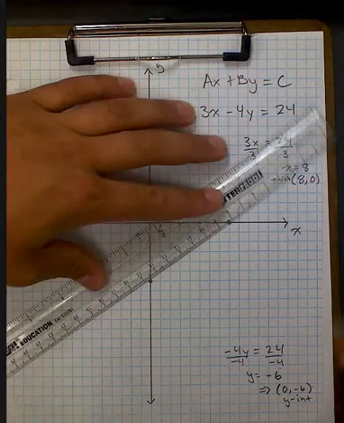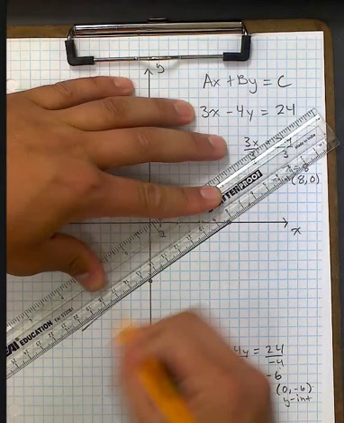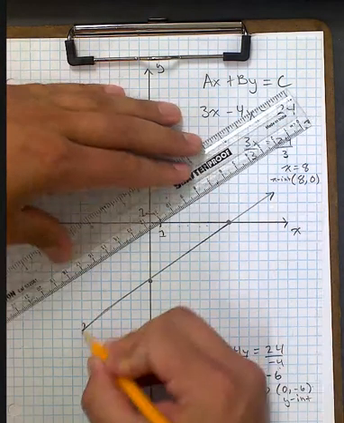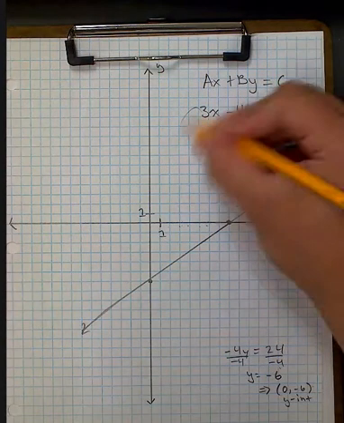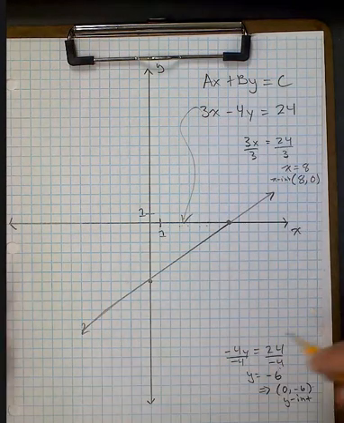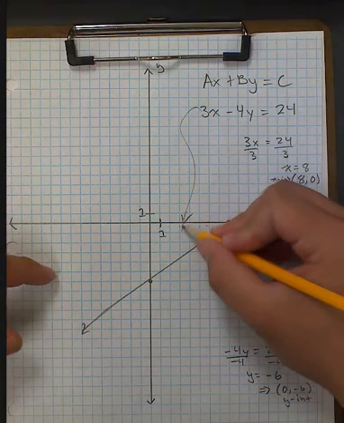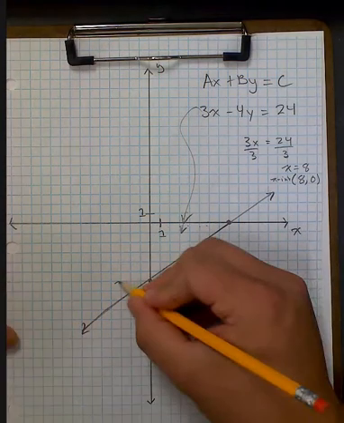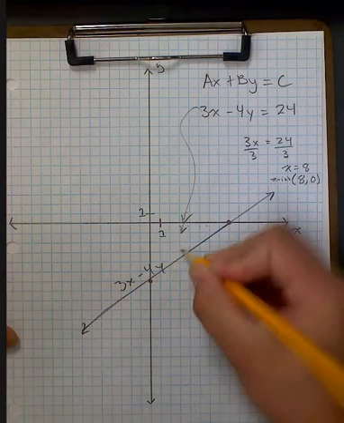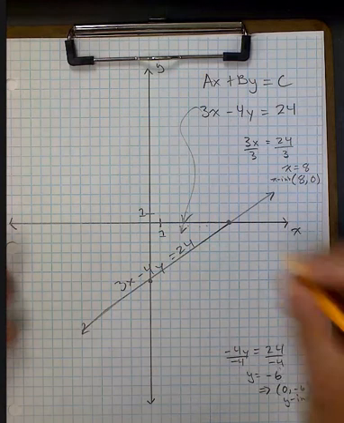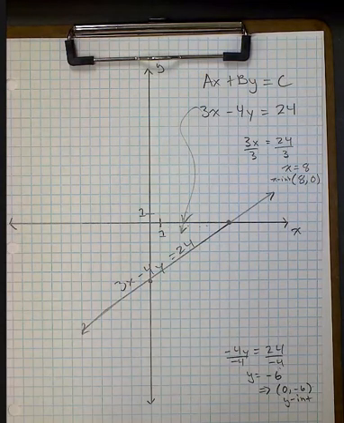Use a straight edge, connect the 2 dots, draw arrows at the ends of the line, and then what I like to do is write the equation directly upon, not the axis, but this line down here. Okay, so 3x minus 4y is equal to 24. Okay, so that's graphing a line in standard form.